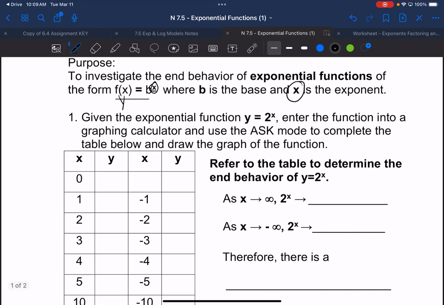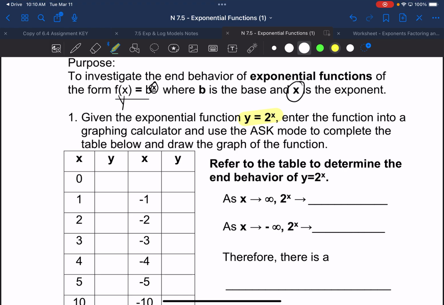So it says, given the exponential function y equals 2 to the x, enter this function into a graphing calculator and use the ask mode to complete the table below. And then draw the graph of the function. So we're going to type this equation into y equals in our graphing calculator. So we'll have 2 raised to the x power. Now these are simple numbers, so you don't necessarily have to fix your table set to anything specific. So you could just pull up your table.